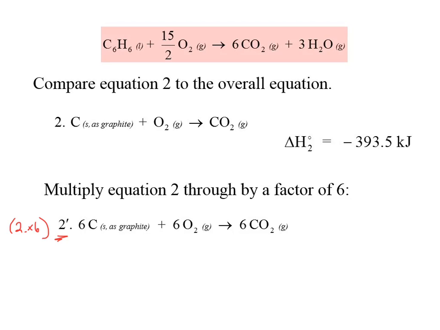Now I better scale up my delta H, right? So my delta H2 prime is going to be 6 times negative 393.5, so my delta H2 prime is negative 2,361.0 kilojoules. And like I said, that would be on the bottom of my paper, my second line, where I arrange my primes. Now it's possible sometimes we don't have to change it at all. In that case I still call it a prime and I bring it down. I say no change needed.